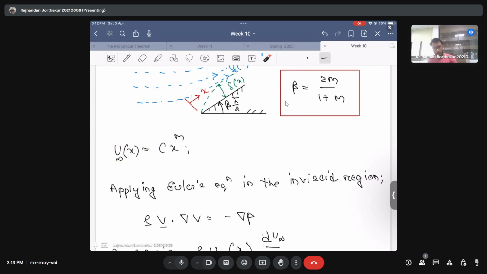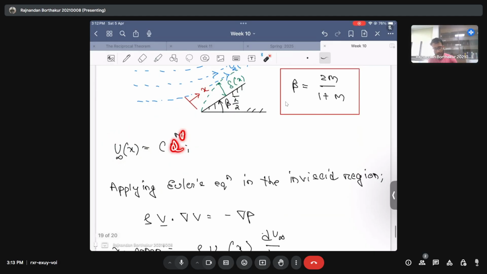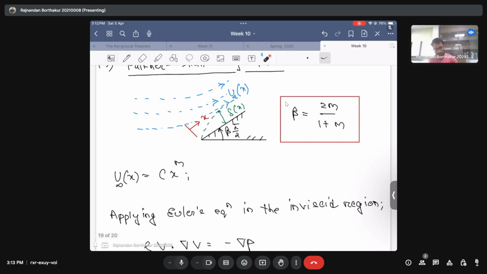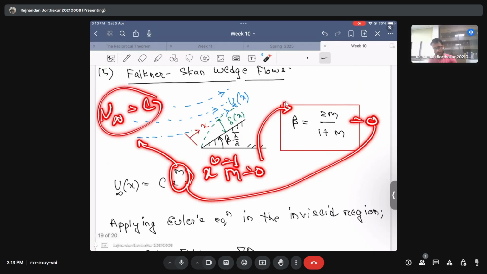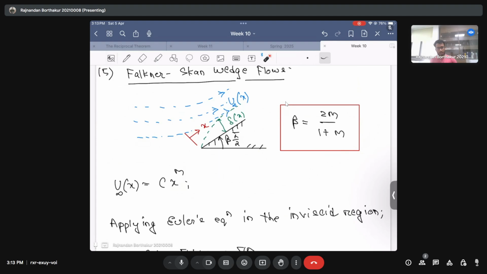And I forgot to mention one thing: we take a specific form of u infinity, which is of the form c times x to the power m, and this m is just a parameter which is related to the wedge angle. Now, when m is equal to 0, meaning that beta is equal to 0, x to the power 0 is equal to 1, which means u infinity is just a constant, and this is the case for the flat plate analysis. So m equal to 0 is the special case where we get the flat plate.